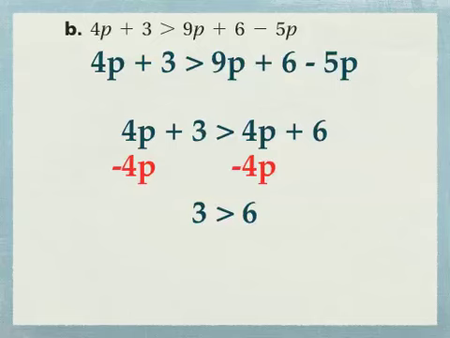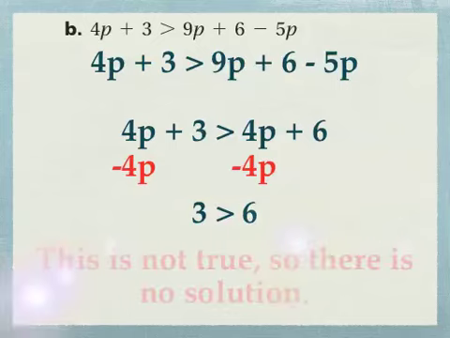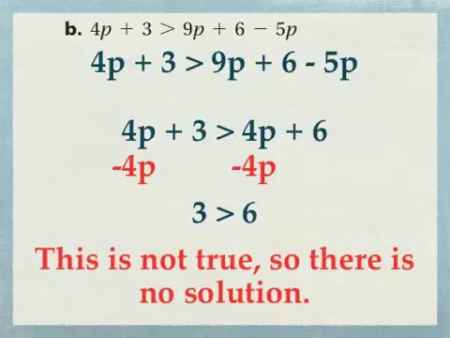Well, 3 is not greater than 6. This is not true, so there is no solution to this inequality. So in the previous example, when you end with a true inequality, you can say that your answer is all real numbers. In this instance, when we were left with an untrue or false inequality, we say that there is no solution.